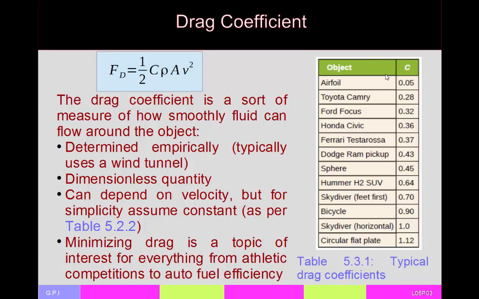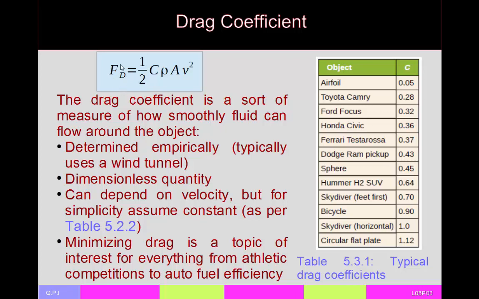And these coefficients are actually usually determined empirically. The usual way of doing that is to build a wind tunnel and then put the object in the wind tunnel and basically increase or decrease the wind speed with respect to the object and measure what kind of force is on the object. The coefficient itself is actually dimensionless.